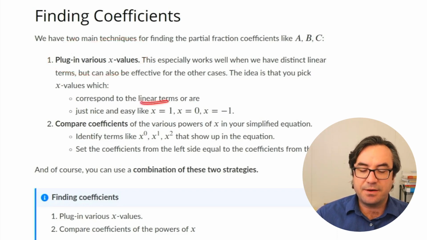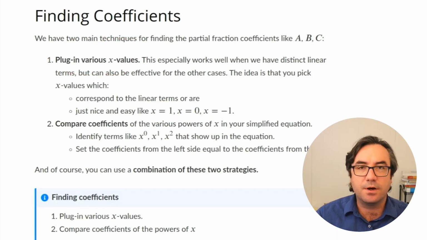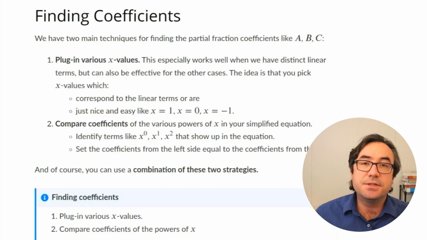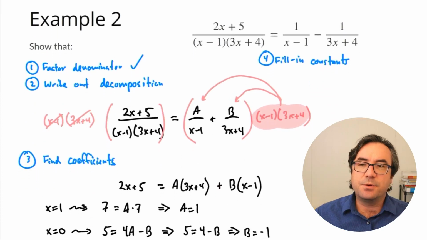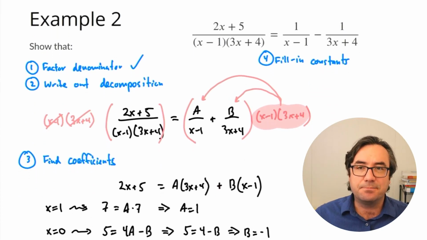So especially when we have linear terms, you can always try some nice easy ones like 1 or 0 or -1. But another technique, and maybe we'll try this in an example in class, is to compare the coefficients. So there are multiple ways to do these things. So we'll try another example in class just to get practice with this, but this is essentially the idea.